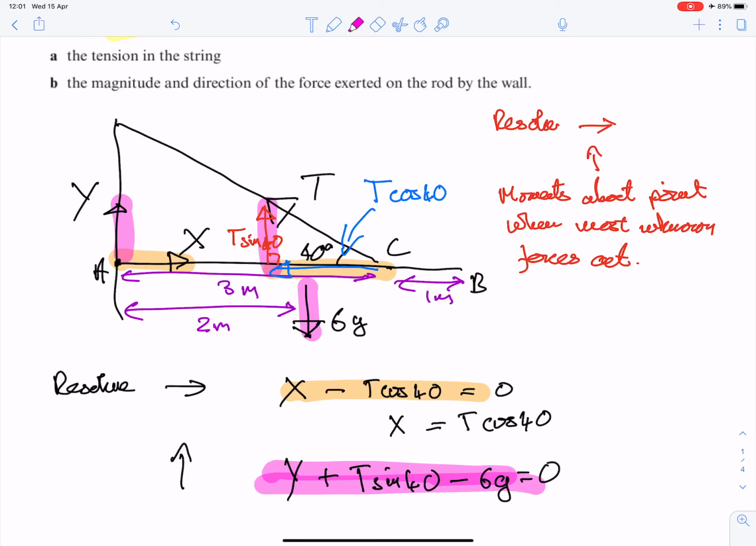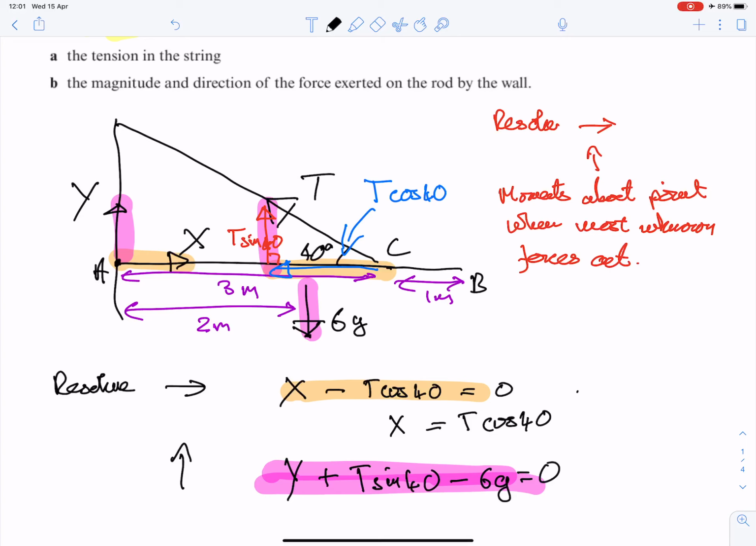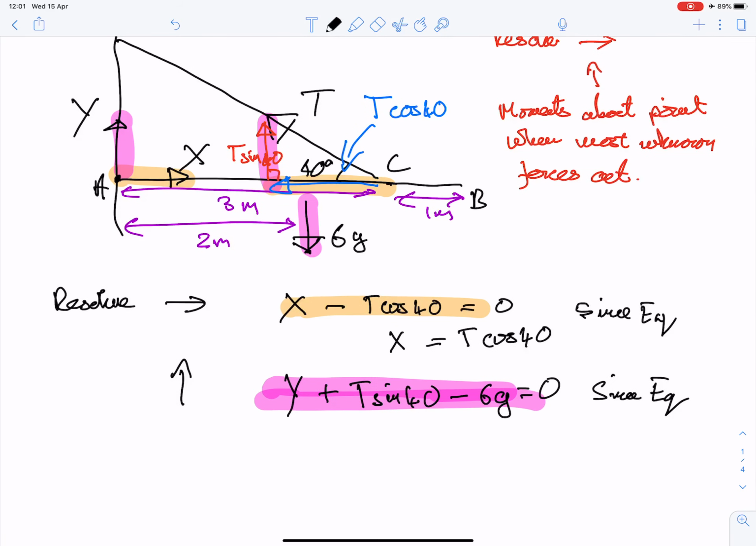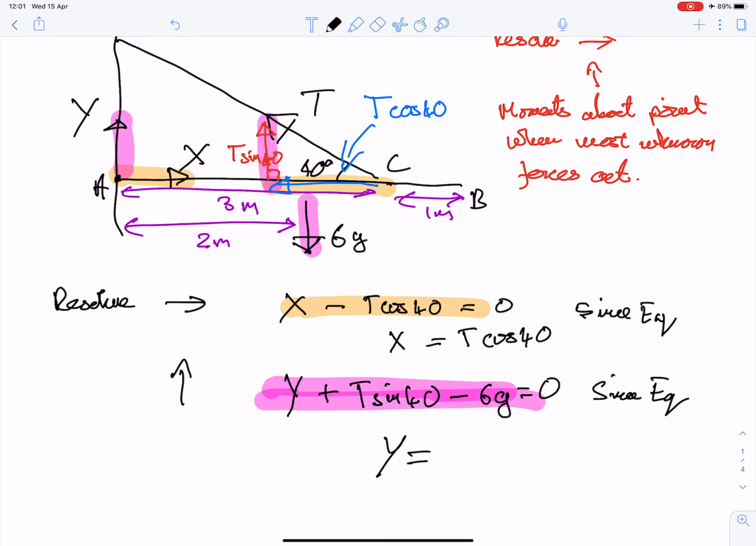Not much else we can do with that. We've got one equation, two unknowns. So let's just carry on through our routine. Let's resolve vertically. So if we look at our vertical components, we're going to have vertically 6g, T sine 40, and y. So that's y plus T sine of 40 minus 6g equals 0.